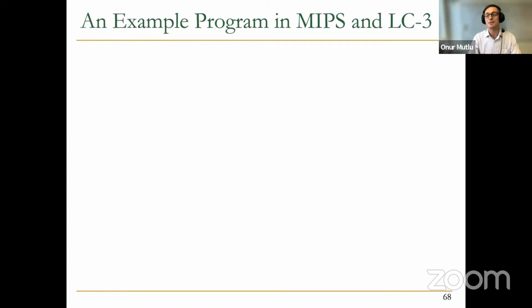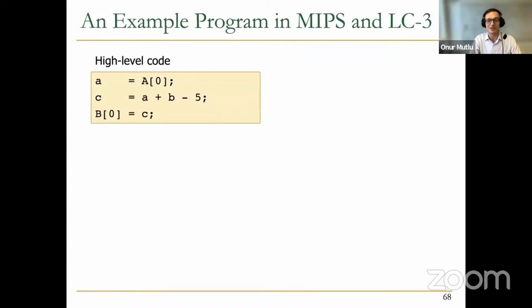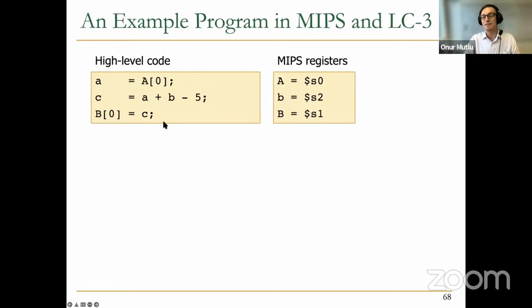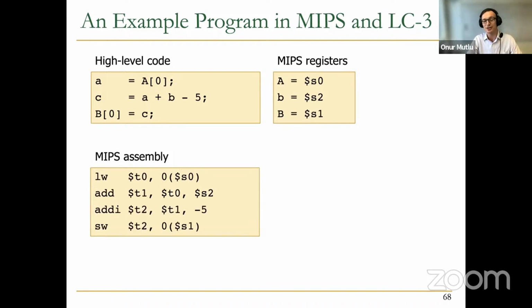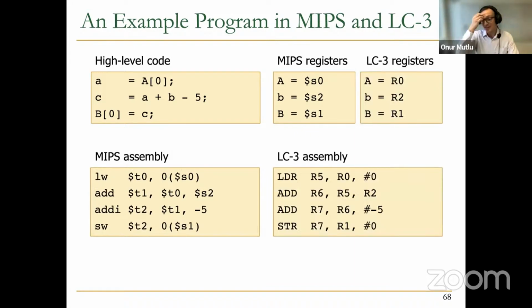So let's take a look at an example program in MIPS and LC3 and how it gets executed. I'll go through this relatively quickly. You can study this on your own, but this is the high-level code. And this is the MIPS registers allocated to the different variables that you see in this code. And this is the MIPS assembly. So you have load word, add I, and store word. And LC3 is very similar. Again, you can see that there are corresponding instructions in LC3, load register, add. Even though it doesn't have add I in LC3, add still specifies an immediate value. Remember, LC3 played the trick of bit 5 specifying 0 or 1.